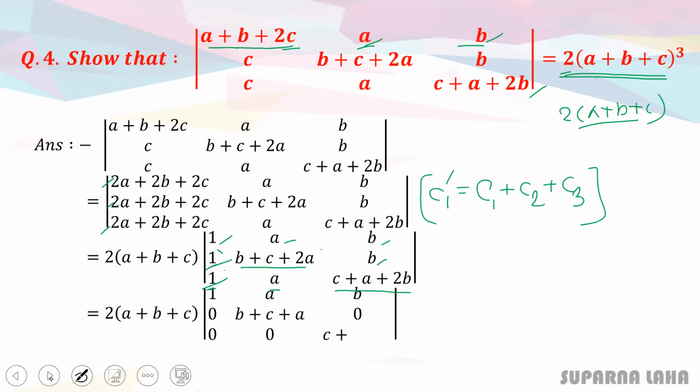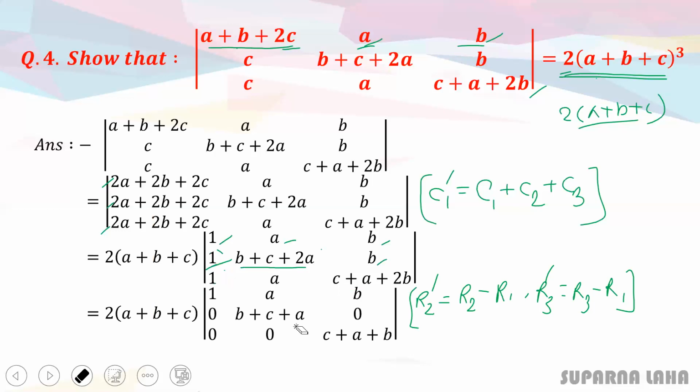So use it. That means you are using row 2 dash is given by row 2 minus row 1 and row 3 dash is given by row 3 minus row 1. Correct? So subtract it. So B plus C plus 2A minus A, that means B plus C plus A. Now B minus B is 0 and this is also 0. Now here one thing to notice, after the diagonal elements, these elements are 0.